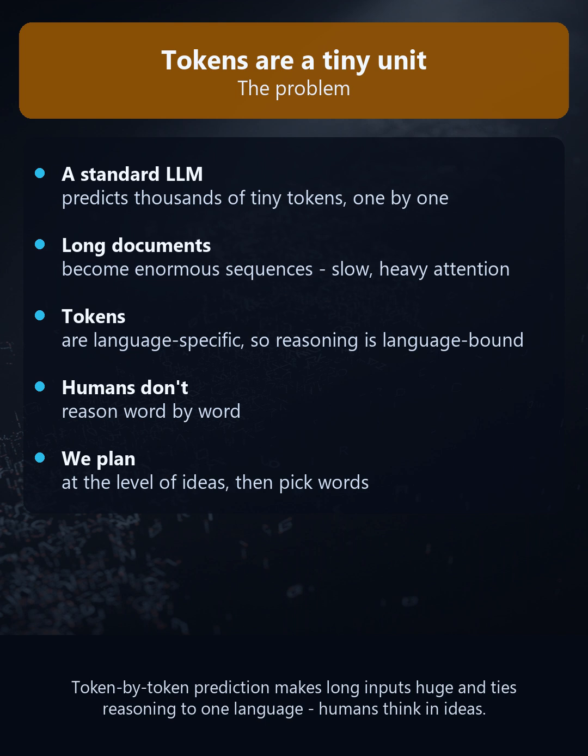Start with the limitation. A standard LLM breaks text into thousands of tiny tokens and predicts them one by one. A long document becomes an enormous sequence, which is slow and strains attention. It also ties reasoning tightly to a single language, since tokens are language-specific. Humans don't do this. We plan at the level of ideas and sentences first, then fill in the exact words. Could a model reason that way too?